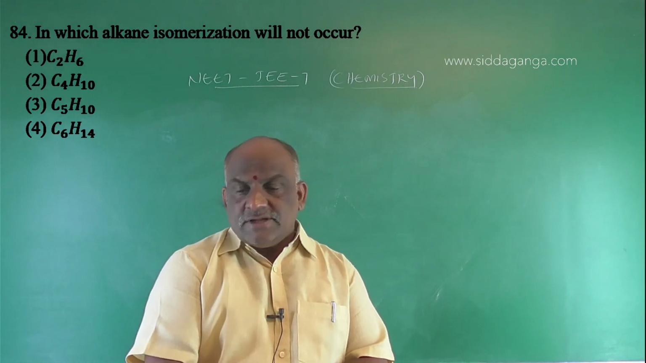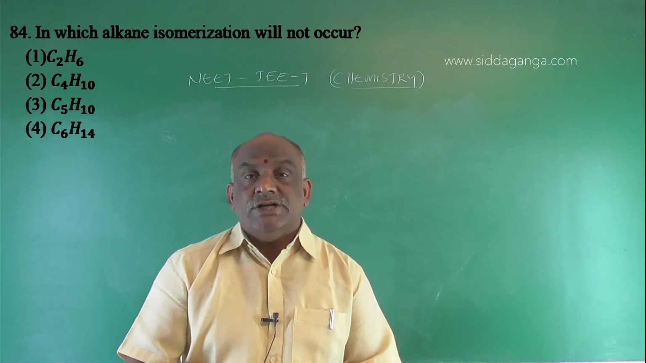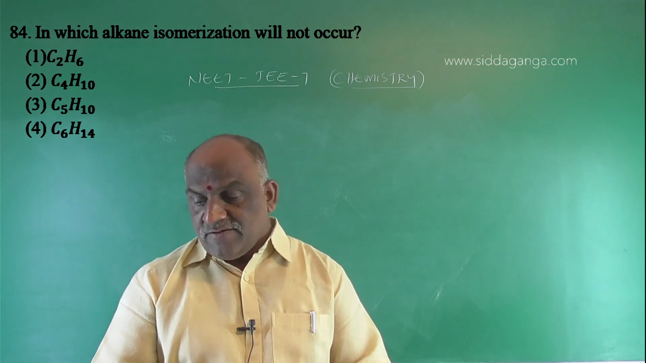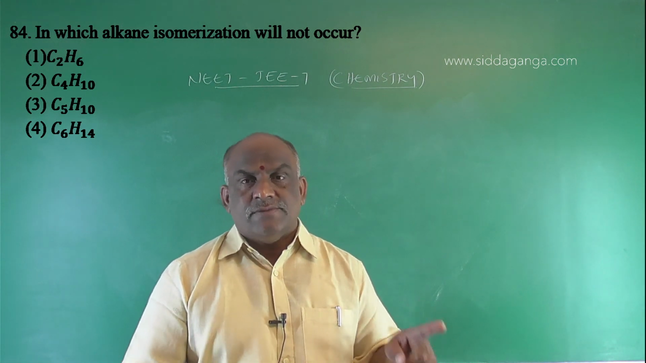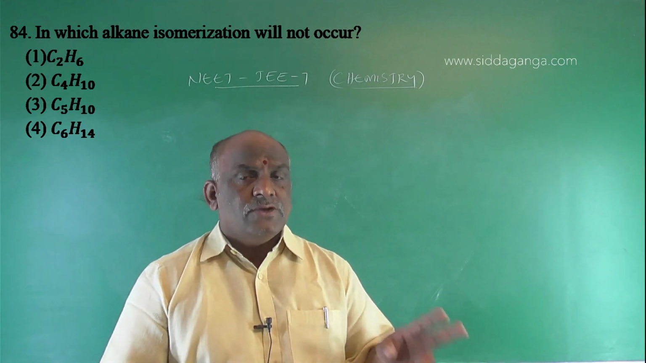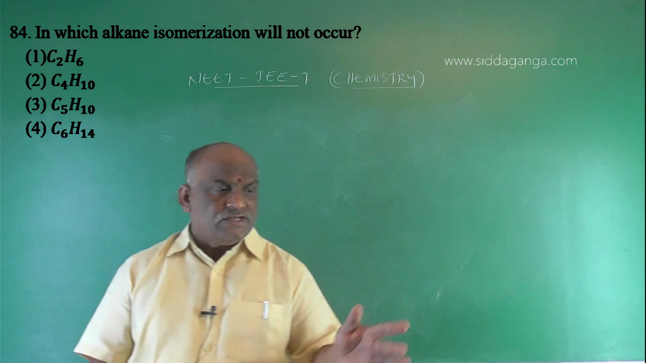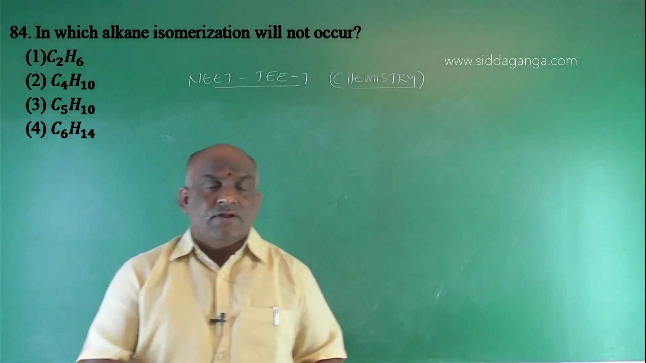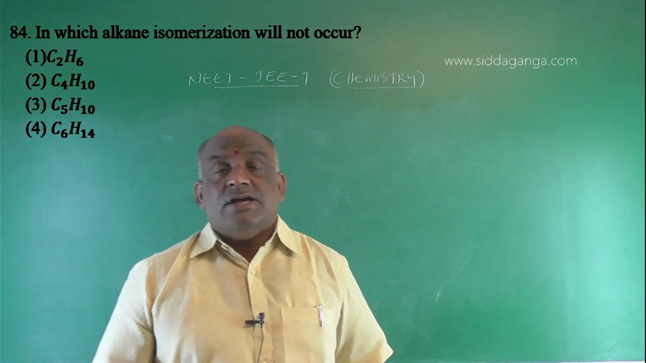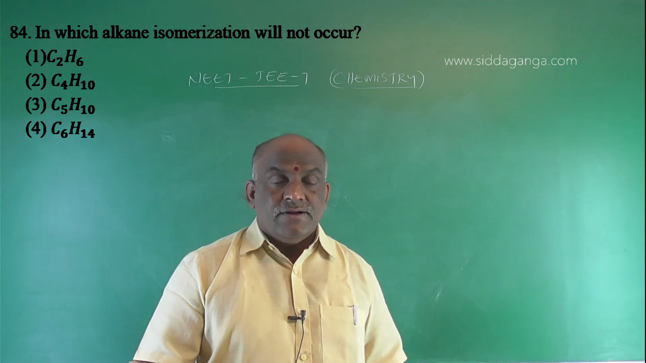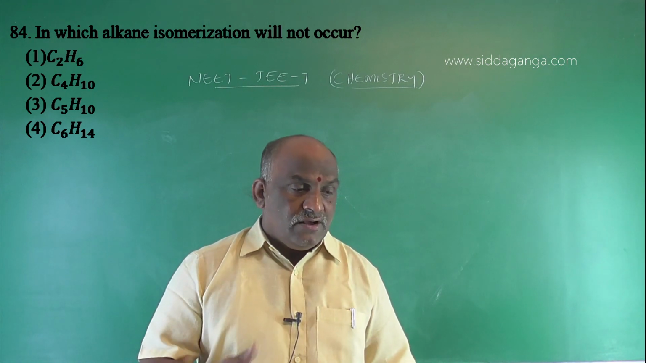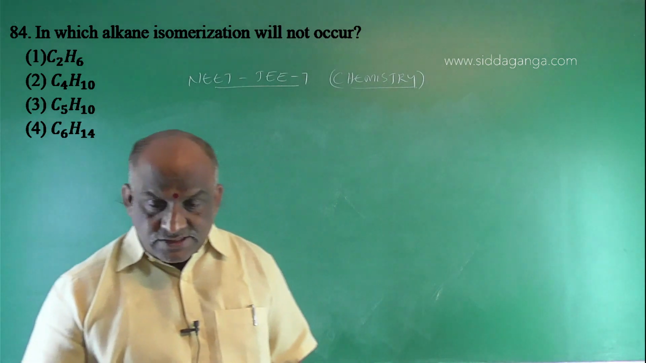Once you observe the options, only the first option, C2H6, has so few carbon atoms. Such a compound does not exhibit isomerization. C4H10, C5H10, C6H14 are available in the form of isomeric forms. It is clear. So the first option does not show isomerism. And the next question, number 85.